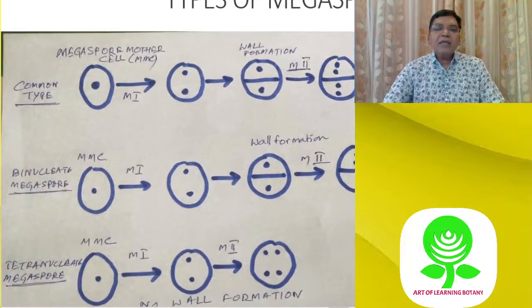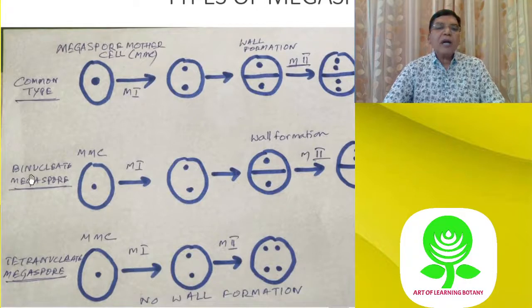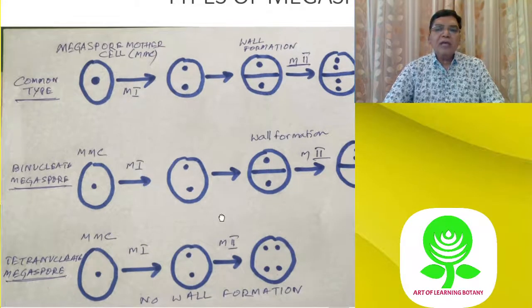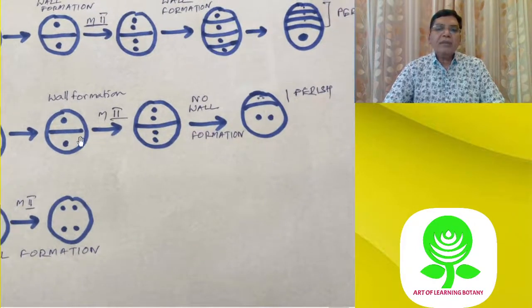But there is deviation, as I told. Now how is the binucleate megaspore formed? You see, this is the division, just like the first one, meiosis 1, and 2 daughter nuclei are formed. Now this is the wall formation.